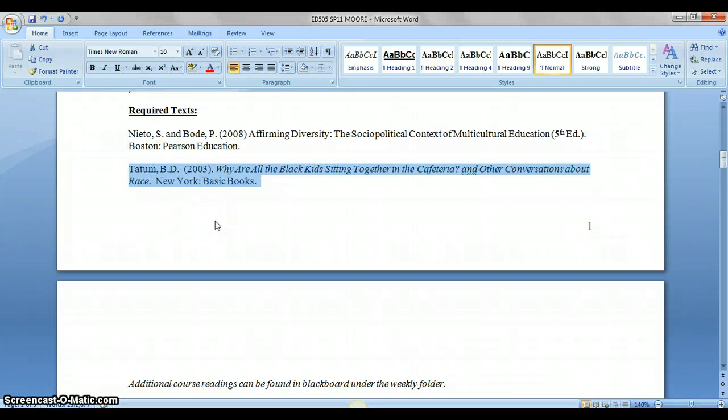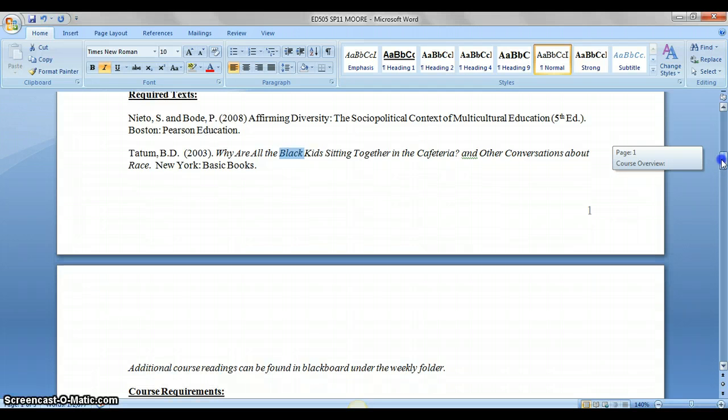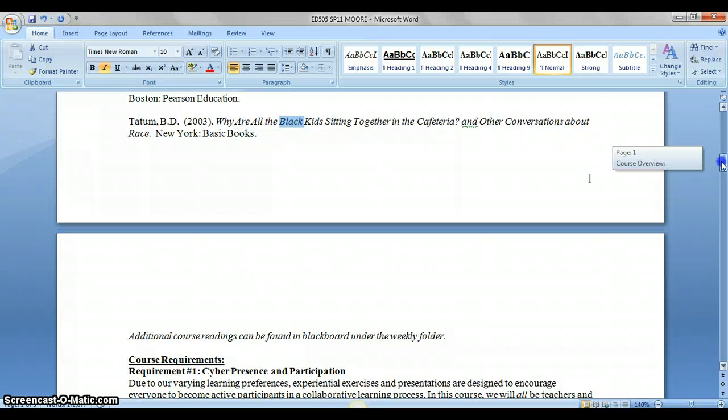I'm really excited about having both of these texts because they're going to complement each other well. Tatum's book, Why Are All the Black Kids Sitting Together in the Cafeteria, we're going to be reading as well. Although it says black kids, this is far more extensive and expansive than just the black race. It's Tatum's way of getting at a very tough topic, and I think it's a great read. I had to read it when I was obtaining my master's at Ohio State, and I'm really excited about sharing it with you. I think you're going to get a lot out of it.